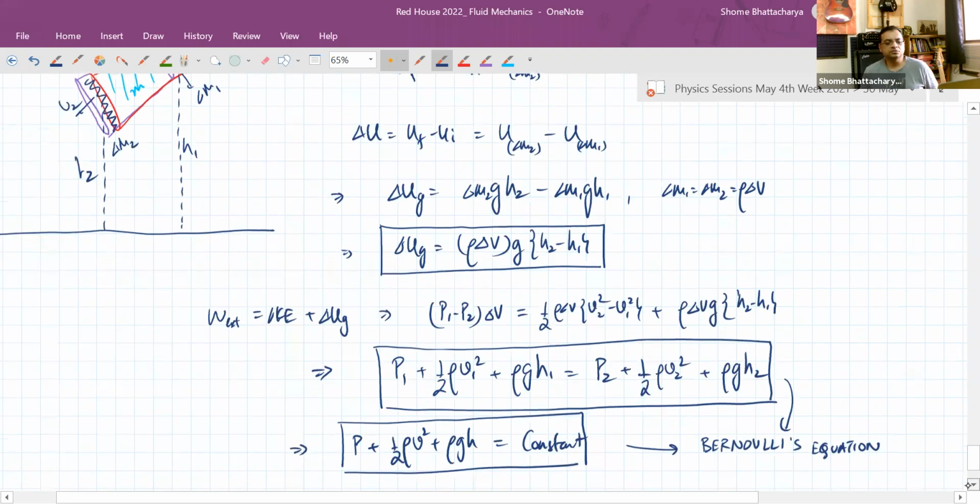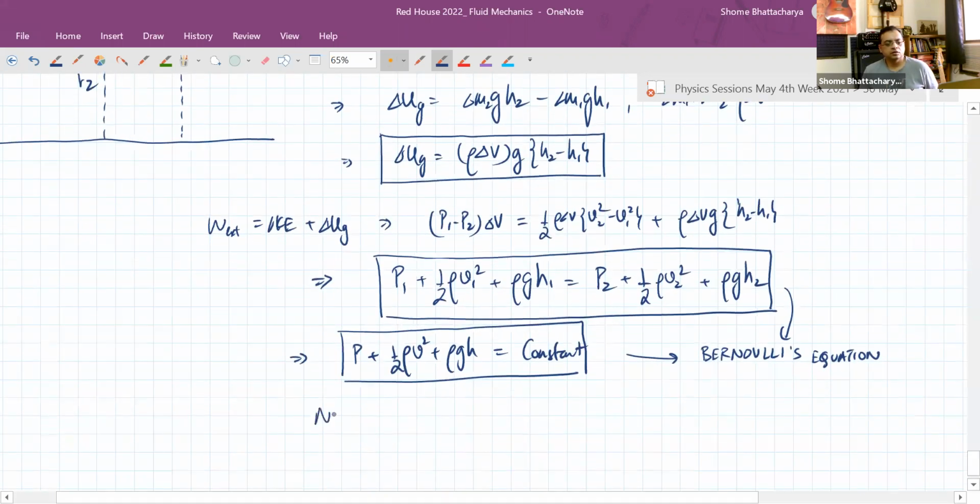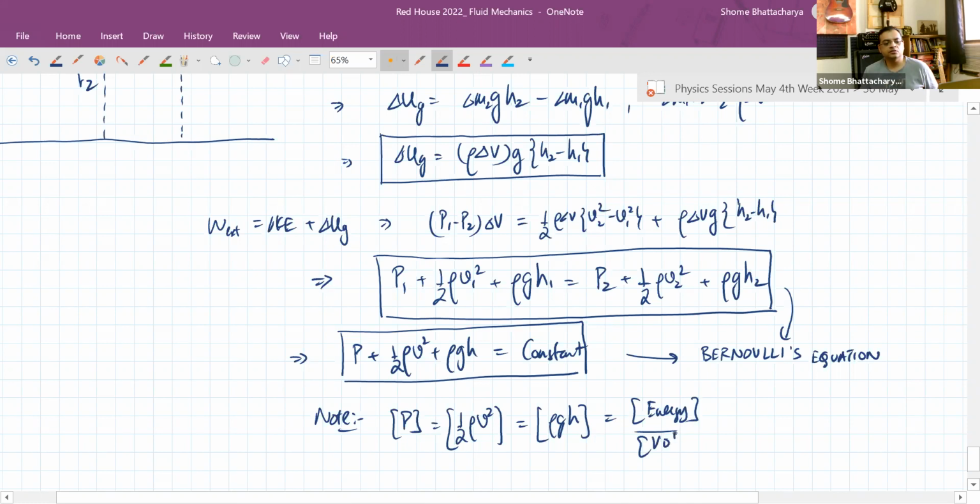If you notice, each term in Bernoulli's equation has the dimension of energy per unit area. Sorry, energy per unit volume. Very easy to understand for half rho v square and rho gh, but for pressure also, it is like energy per unit volume because pressure is force per unit area. So it's like force into displacement per unit volume. So each of these terms have the dimensions of energy per unit volume. You can think of them like energy density terms.